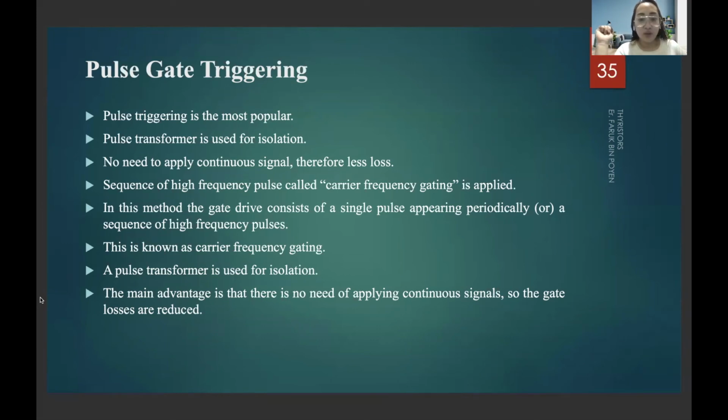A sequence of high frequency pulses is called carrier frequency gating. In this method, the gate drive consists of a single pulse appearing periodically. A sequence of high frequency pulses, this is known as the carrier frequency gate.